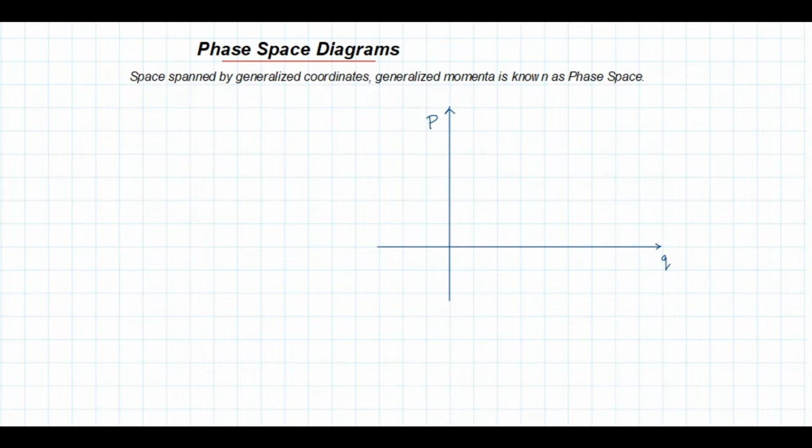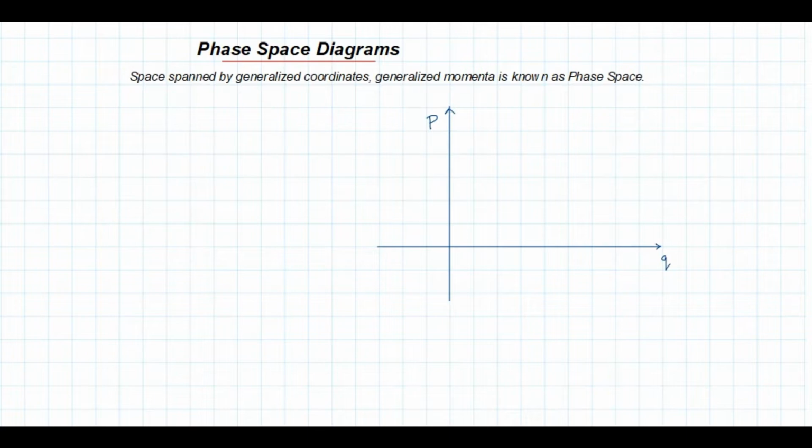If you have a system of 2 degrees of freedom, then there will be two generalized coordinates and two generalized momenta. So it is not possible to draw a 4-dimensional space. You cannot even imagine or visualize that 4-dimensional space. So only in the case of a one-dimensional system, or a system with 1 degree of freedom, you can visualize the phase space diagram. That is all about phase space: the space spanned by generalized coordinates and generalized momentum.